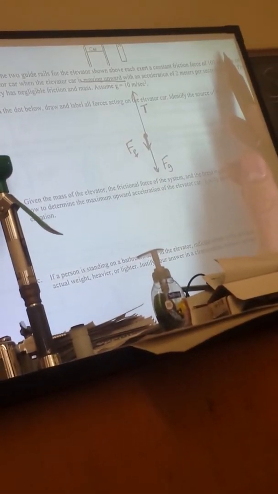Wait, how is there friction in that? I don't think we've ever dealt with friction on the... Look, guys, it says the 2 guide rails for the elevator shown above each exert a constant friction force of 100 newtons on the elevator car when the elevator car is moving upward. So we've got to include it this time. Since this is the first time we had to deal with a body diagram where 2 forces go in the same direction, will that affect anything? Yeah, if you had to analyze this as a system, friction would be an external force, and so it would be part of the net force. Oh, okay. So, yeah, that would be the difference.